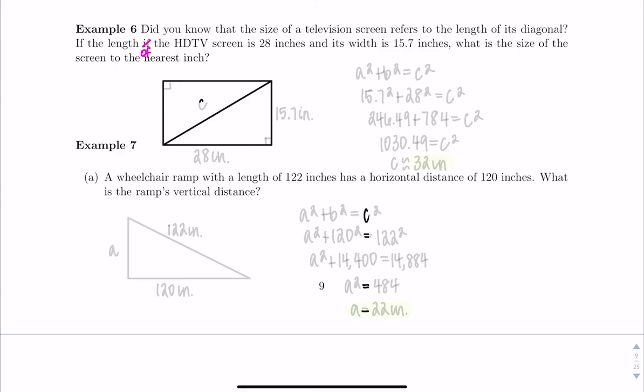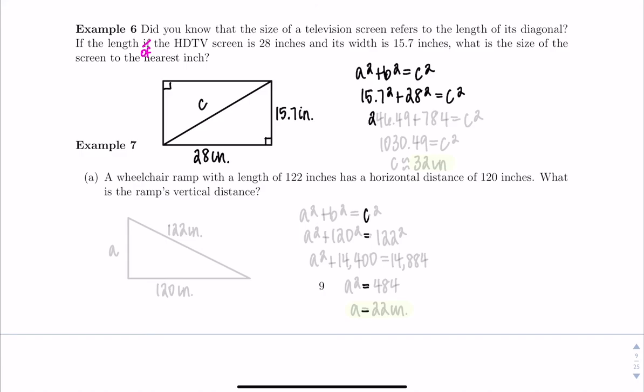So you can label this as c, because all these corners are right angles. We know that the length is 28 inches, and we know that the width is 15.7 inches. So this is a right triangle problem as well. We're going to use the Pythagorean theorem again. We're trying to find c, or the size of the television. So we have 15.7 squared plus 28 squared equals c squared.